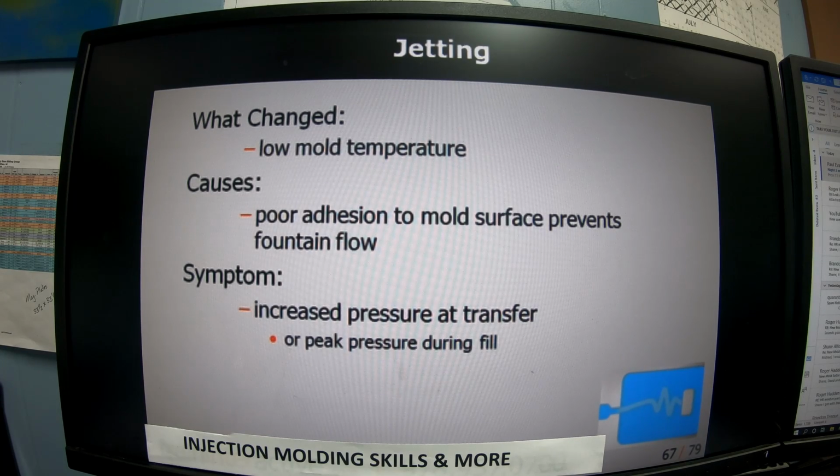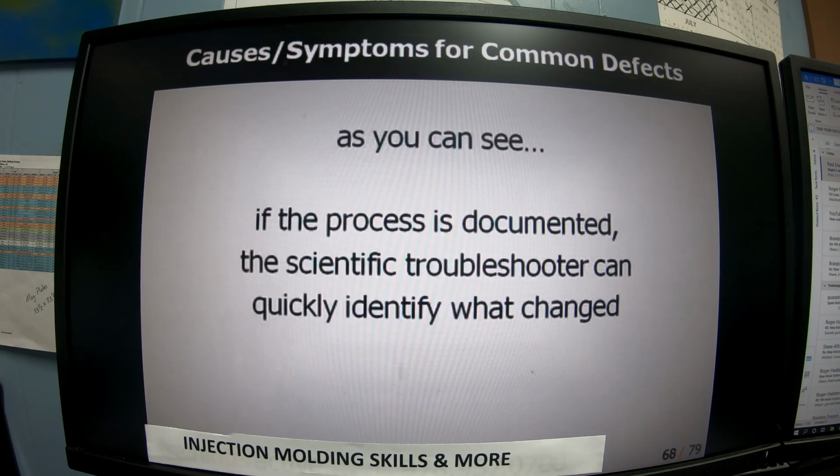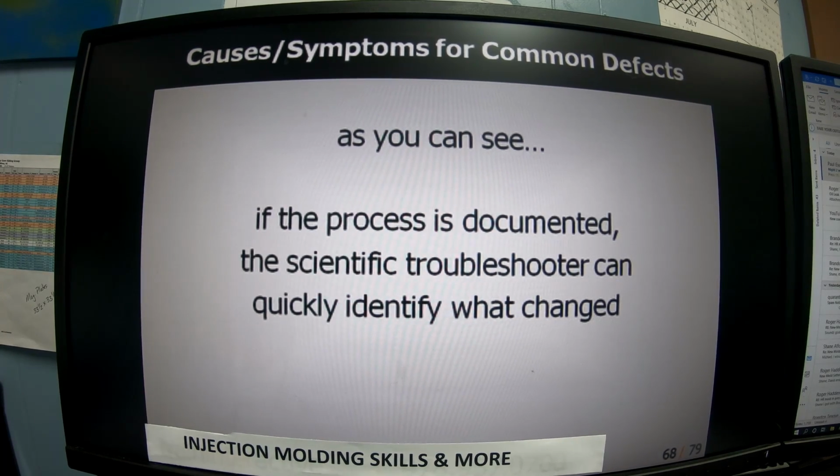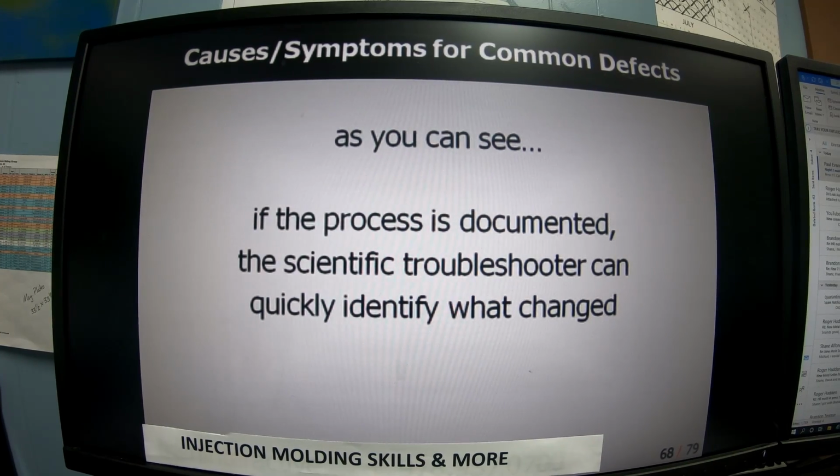Lastly, jetting will occur if the mold temperature is too low. If this is the case, you'll see little change to the process except for an increase in the pressure at transfer. As you can see, if the process is documented, the scientific troubleshooter can quickly identify what has changed.